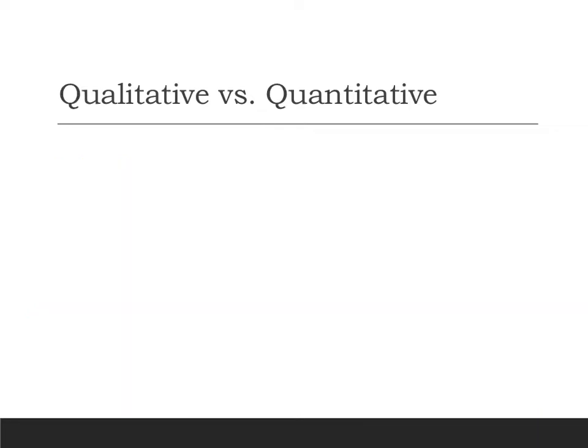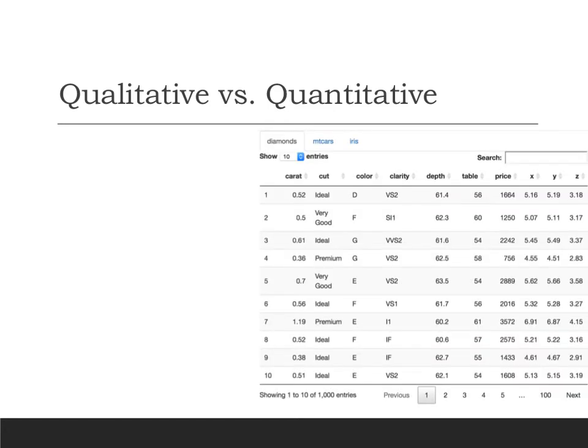Now, whether we're talking about variables or data, we break it down into qualitative variables versus quantitative variables. If we take a look at this table again, we do have qualitative variables, and we have quantitative variables.